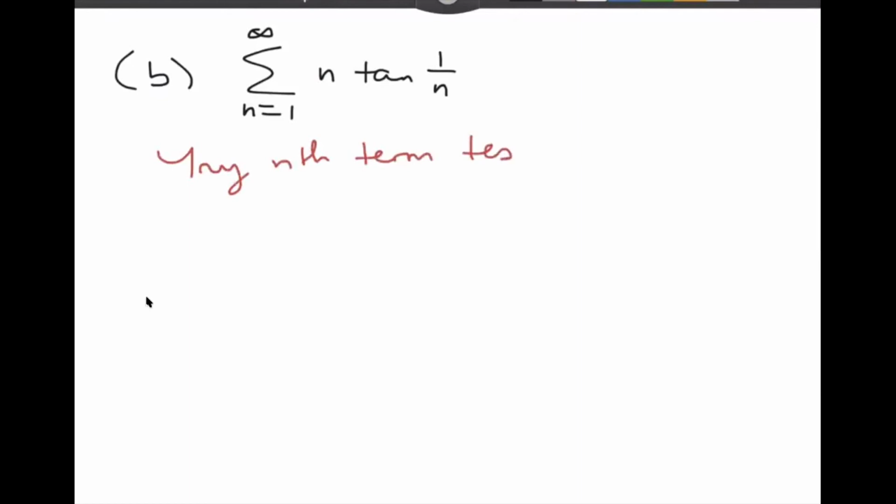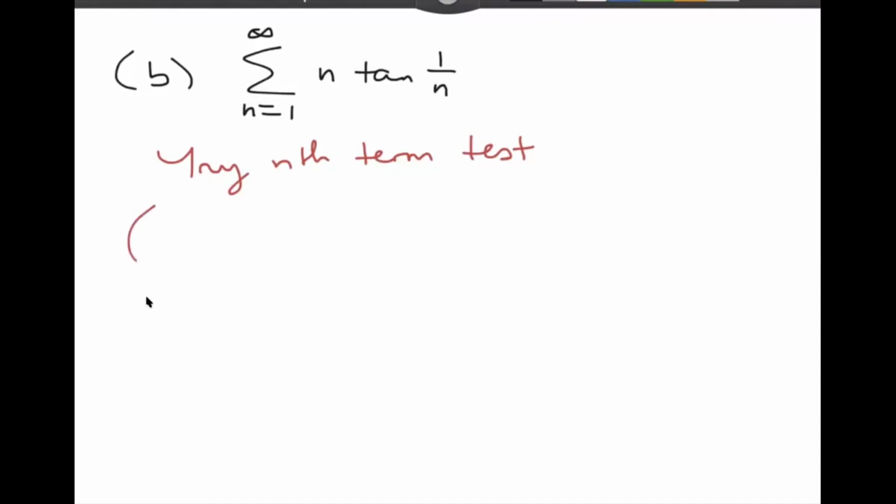I love the nth term test when it works. When it works, it's great. When it doesn't work, well, it's not so great. But it usually never takes a huge amount of time to try it. So again, this is the thing. Let me remind you what the nth term test says.